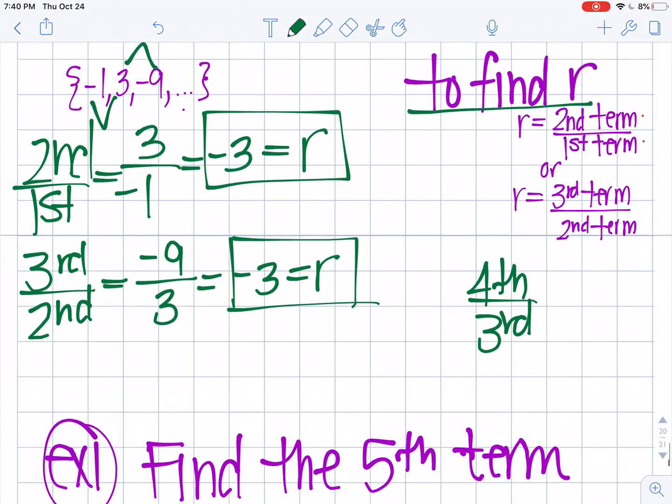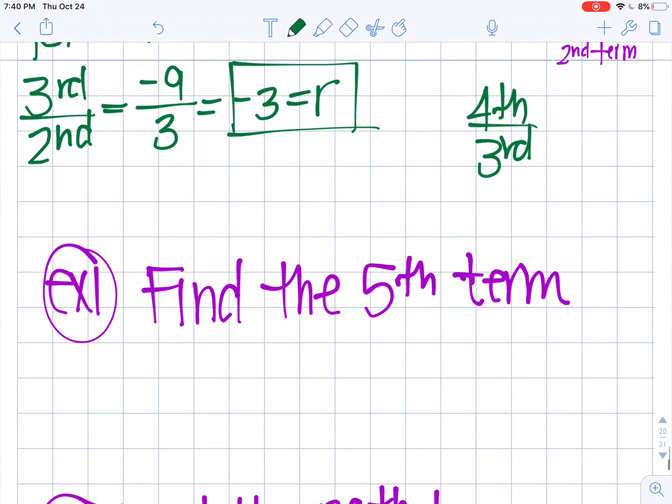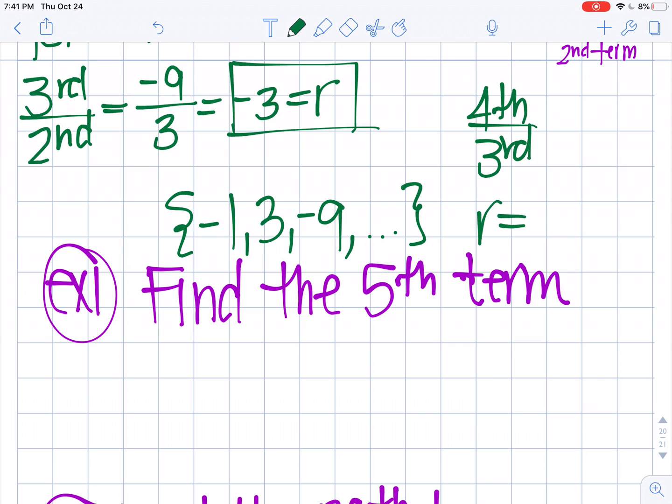Okay, so now I'm going to take this same sequence, and I want to find the fifth term. So finding the fifth term, I know that my common ratio is -3. I might just say, well, it's really easy to just keep finding the next term. I'm just going to multiply by the previous term. So this is where we would say, actually, it might be really useful to use my recursive formula.